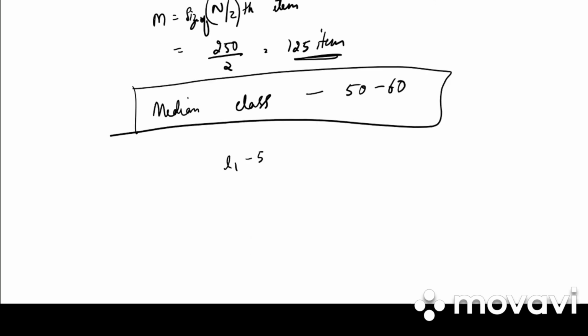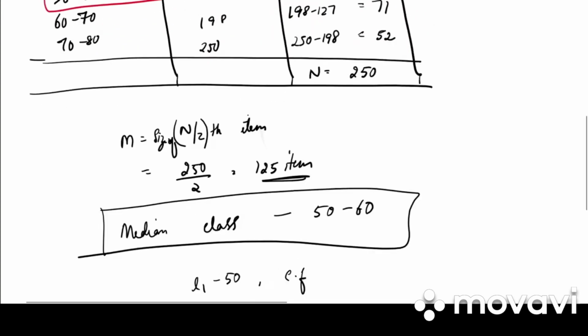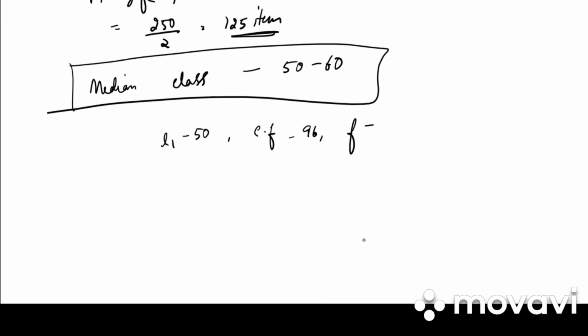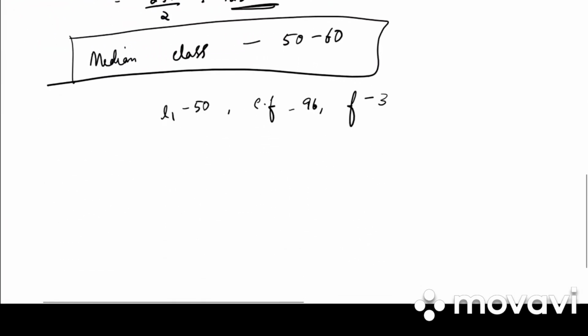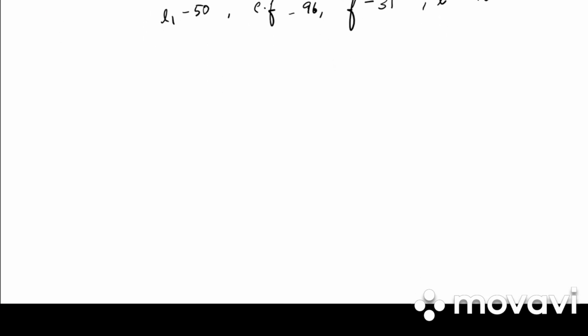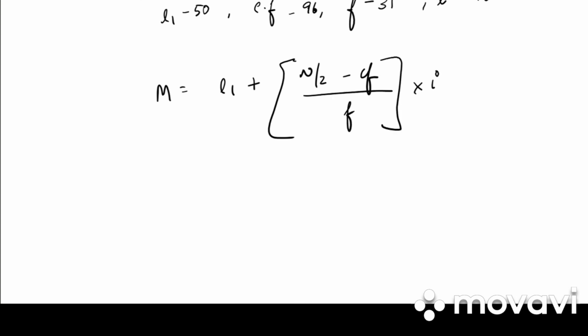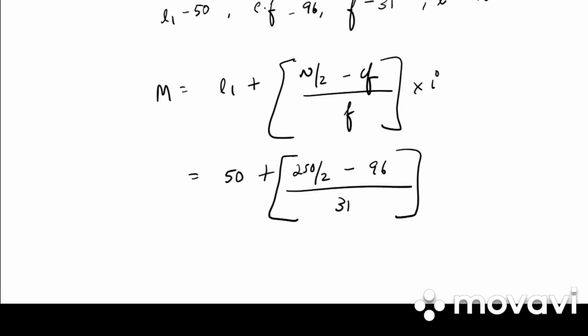So what is L1? L1 is 50. What is the cumulative frequency? Not 127, the one previous to that, so it is 96. What is the frequency? 31. And what is I? 10. So what is the formula? M is equal to L1 plus N by 2 minus CF divided by F into I. So L1 is 50, N by 2 is 250 divided by 2, cumulative frequency is 96, frequency is 31, into 10.